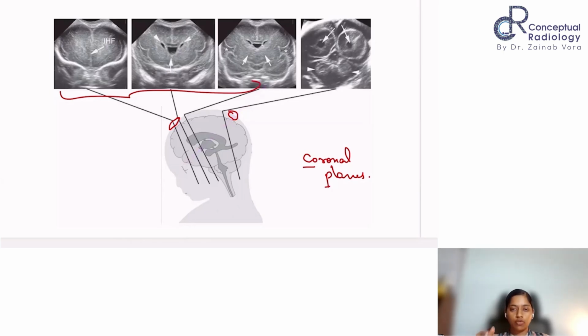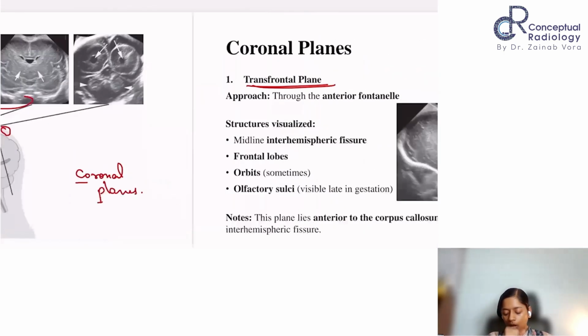Now, this choice of the anterior fontanelle, sagittal suture, or posterior fontanelle will be decided by the position of the baby. So if the baby's head is very flexed and you're doing a TVS scan, you will first assess the cerebellar plane, and then you will wait or use the free hand to gently give pressure so that the neck extends, and then you can use the sagittal suture or the anterior fontanelle. So that is how you scan.